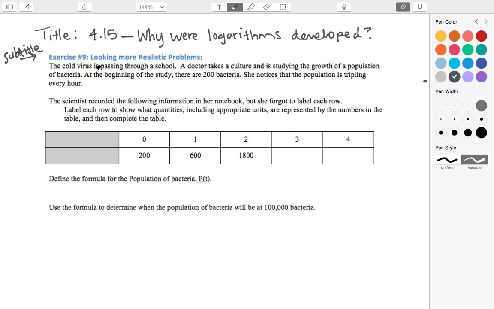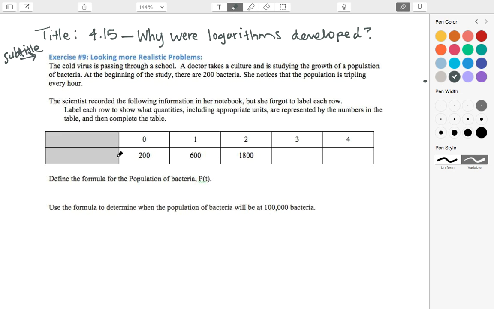So here we have the cold virus is passing through a school. A doctor takes a culture and is studying the growth of a population of bacteria. At the beginning of the study, there are 200 bacteria. She notices that the population is tripling every hour. The scientist recorded the following information in her notebook, but she forgot to label each row. Label each row to show what quantities, including appropriate units, are represented by the numbers in the table, and then complete the table. Okay, so we have a lot of stuff that we have to do.